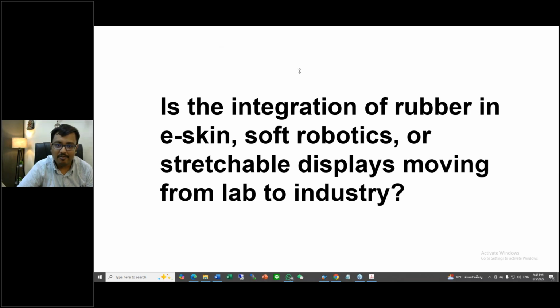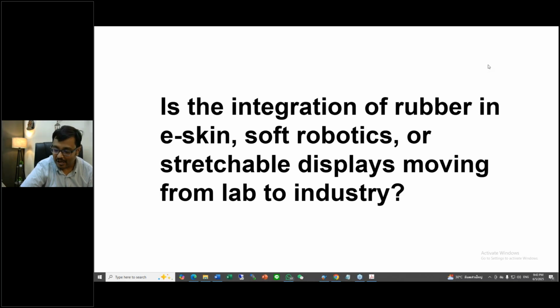Is the integration of rubber in e-skin, soft robotics, or stretchable displays moving from lab to industry? Yes, it is. There are multiple companies. Actually, I should have shared that. I have a very nice map of who are the companies working in this particular domain. I did that homework as well. Now I can name a few.